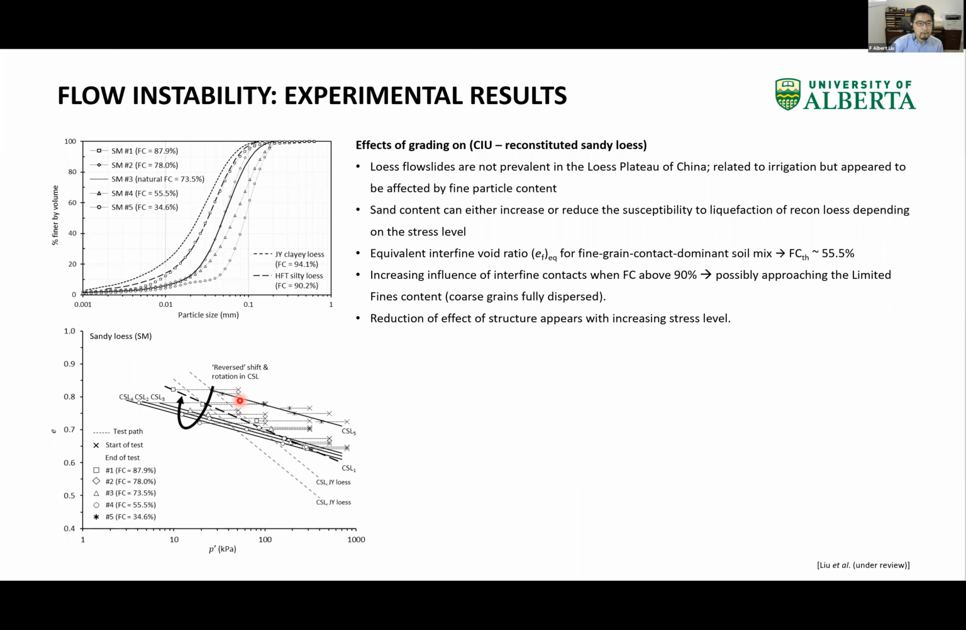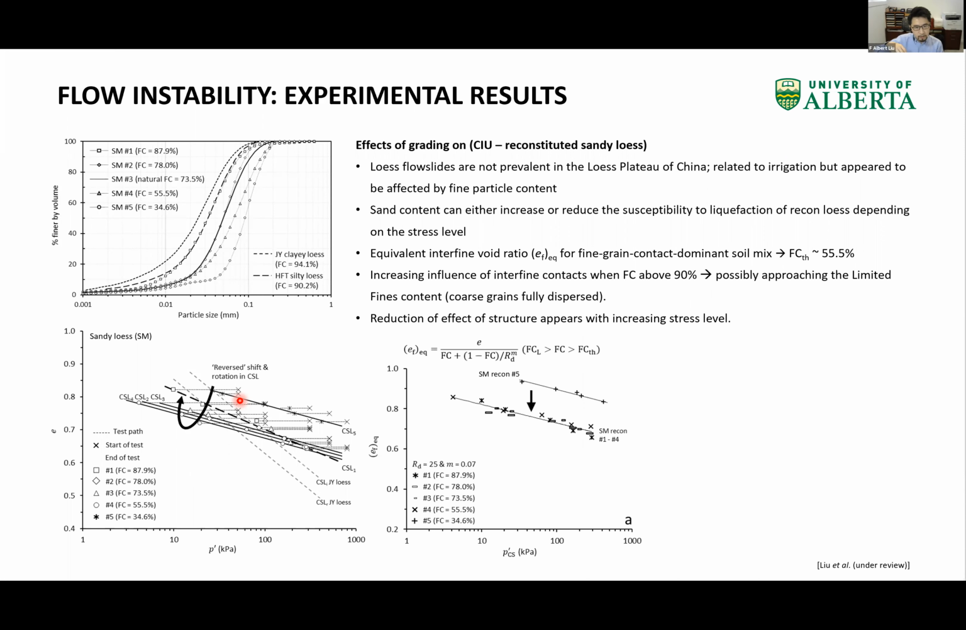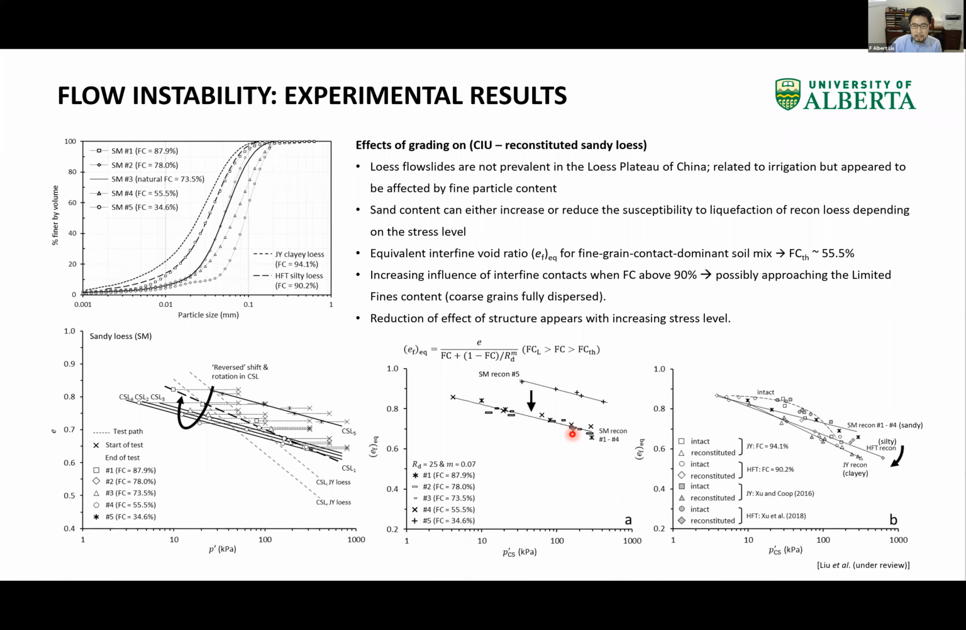But if you use an equivalent intergranular void ratio, which characterizes the transition from fine-grain dominated to coarse-grain dominated soil mix, you can connect a straight line for all the fines content between group 2 and group 4, between group 1 and group 4. And that means you have a threshold fines content around 55%. And as you continue to increase, by comparing different types of loess, clay and silty, you will find that the rotating behavior appears again in the critical state lines in this equivalent intergranular void ratio.